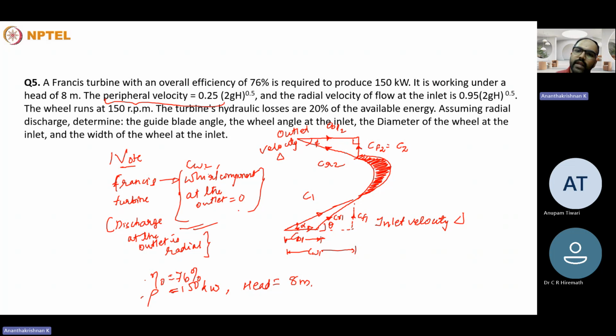The turbine hydraulic losses are also given, and these are also part of it. So that also needs to be accounted for while calculating the actual velocities.